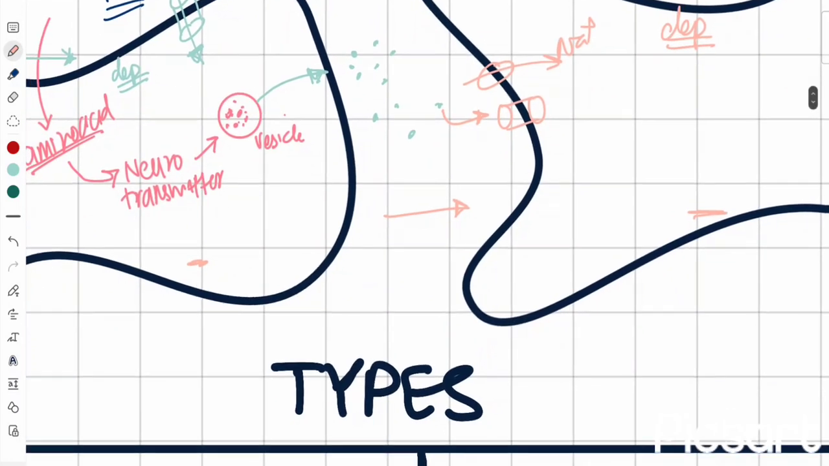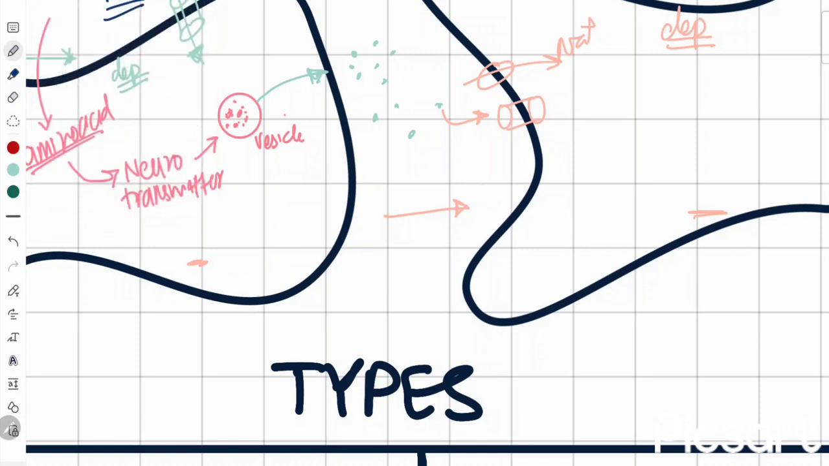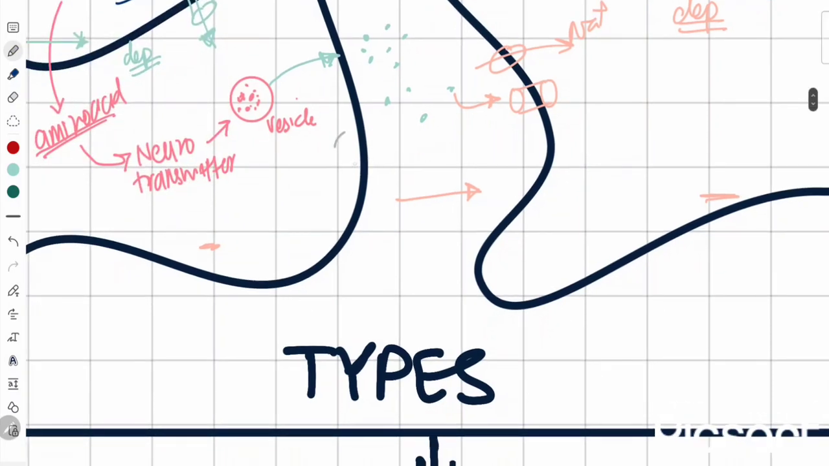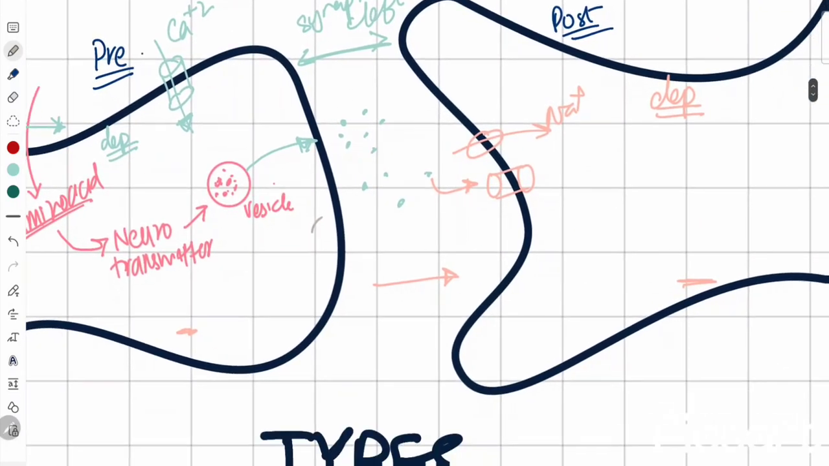Okay, so for that I'm going to change the color. Right here on the presynaptic membrane, there are some other receptors that are important. One is the reuptake one. So this is a reuptake receptor. What this is going to do is reuptake this neurotransmitter back into the presynaptic neuron.